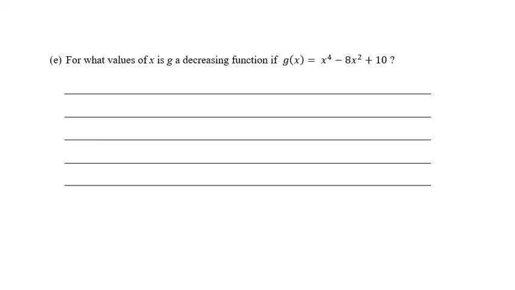This one here is another potentially easy excellence tick. If you understand x to the 4 minus 8x squared plus 10, like that there's a graph, eh? It's a power of 4 graph. It's a graph like that. Okay, so where is this graph decreasing? Just looking at the graph, where is it decreasing?